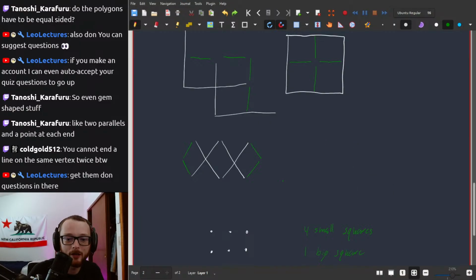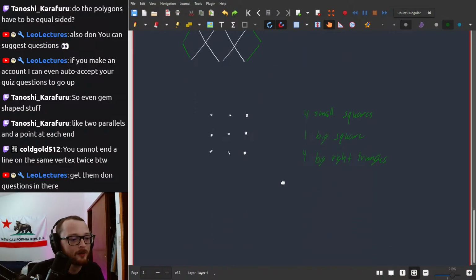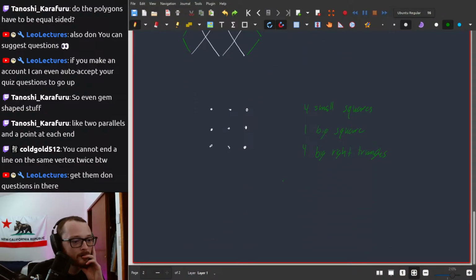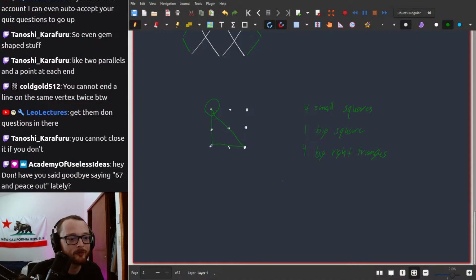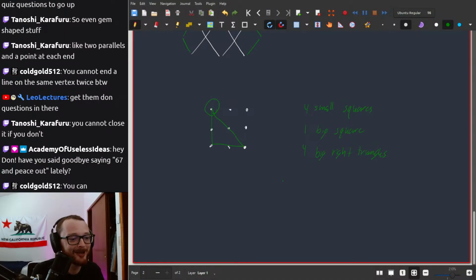Oh my god, please. Okay, there we go. You cannot end a line on the same vertex twice. Wait, you don't have to come back to where you started? Is this not bad? How do you ever make a closed polygon? Am I misunderstanding you, Cold Gold? I don't have an Android, so I don't actually know how the passcodes work. But like, are you saying I can't come back to this vertex? 6, 7, and peace out?